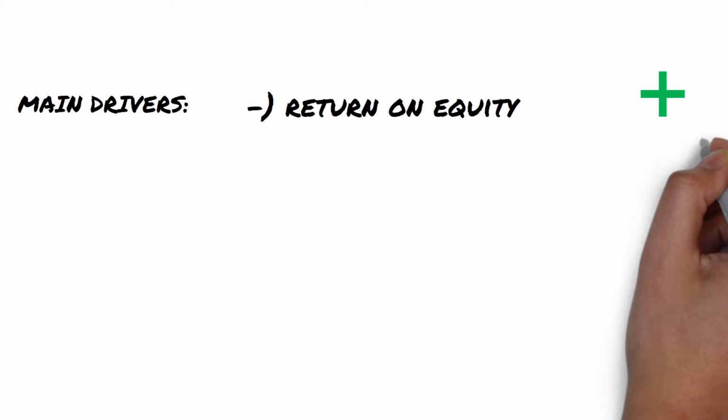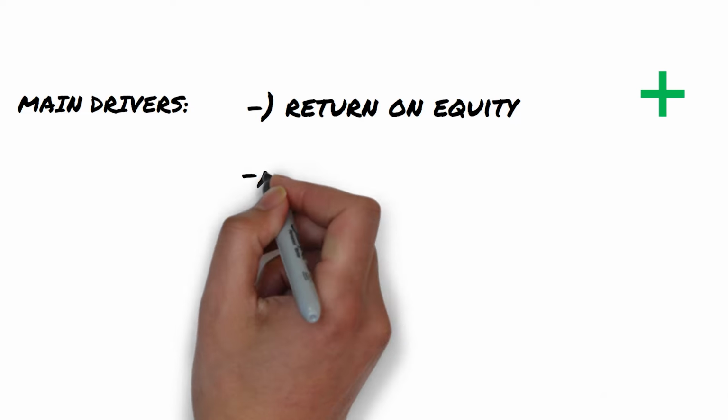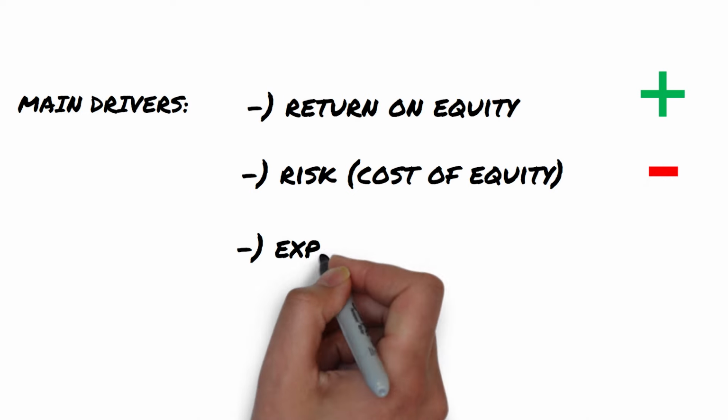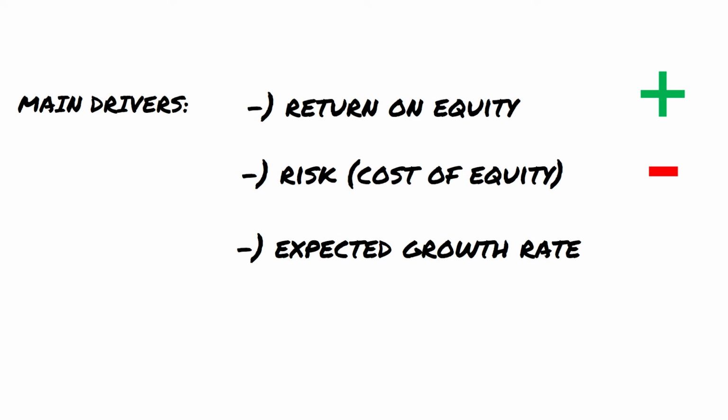In terms of main drivers, we have the return on equity, the most important one, which is positively correlated with the ratio because the more return the company is generating, the more expensive the company has to be. Then we have the cost of equity, which is negatively correlated with the multiple because the riskier the company, the lower the price the investor should expect to pay. And finally, the expected growth rate, because the faster a company is expected to grow, the more the investor has to pay for that company.